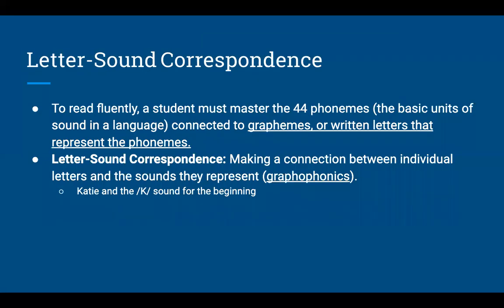So with letter sound correspondence, to read fluently, a student must master those sounds that correspond with the letters. So the basic units of sounds in language, the phonemes, connected to the letters that map those sounds. And then letter sound correspondence is making a connection between individual letters and the sounds they represent. So Katie and the K sound for the beginning is that connection like we've been talking about.